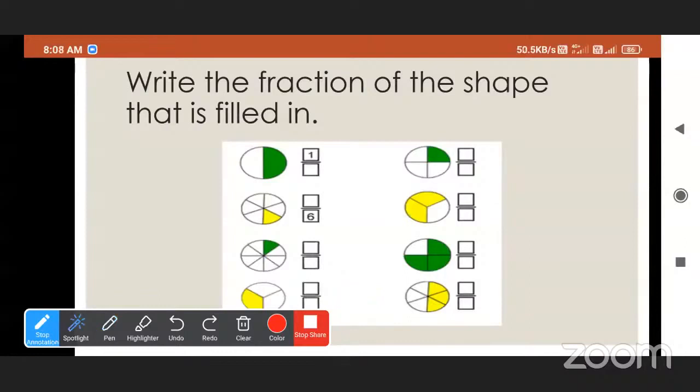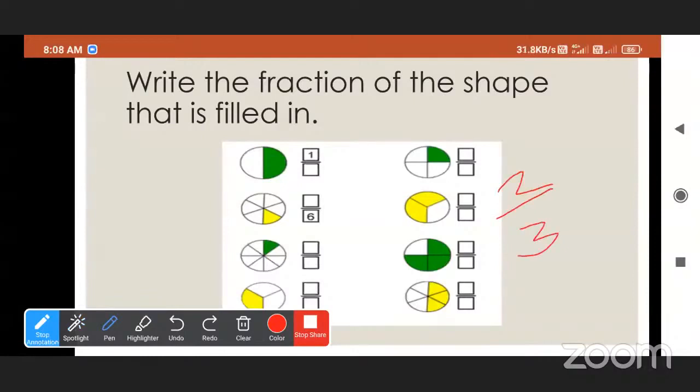Okay, now see, tell me about this. What is the fraction? 1 upon 3 or 1 upon 4? See here, the total number of parts are 4, and the colored one is 1 only. So this one is 1 upon 4. Okay, now tell me about this. 2 upon 3. Very good. This is 2 upon 3.